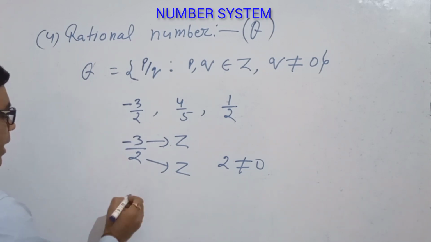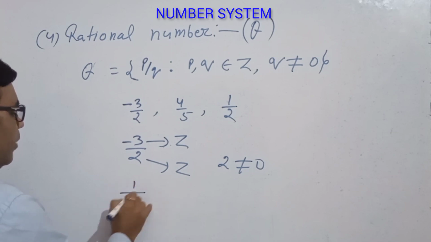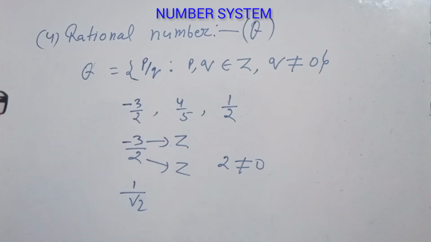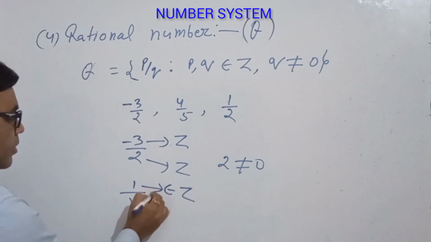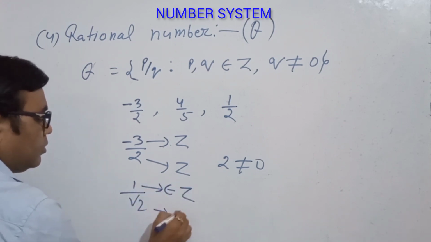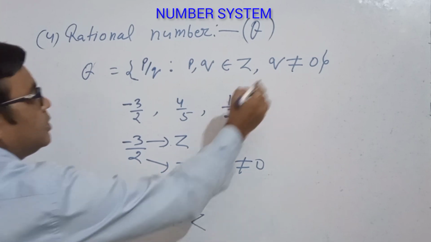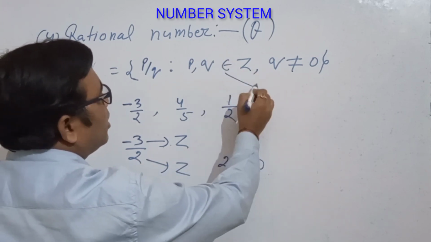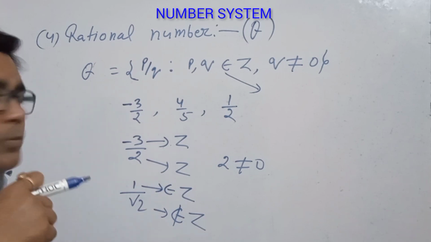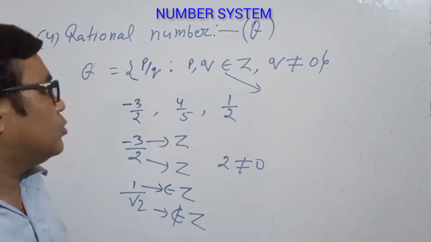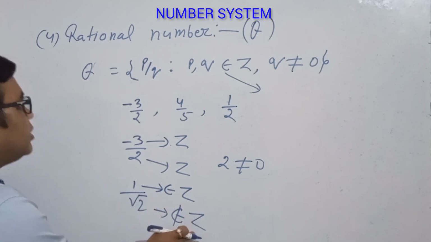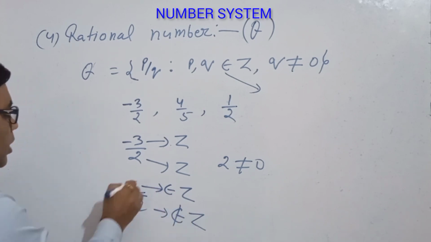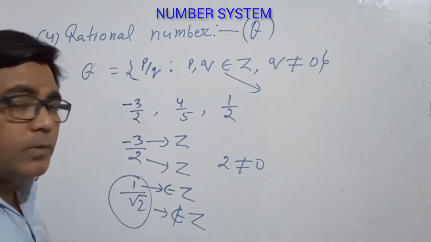And if we write 1 by √2, is this number rational? Check it. 1 belongs to Z, but √2 does not belong to Z. This sign is used for member of or belongs to. So number √2 does not belong to integer, therefore this number is not a rational number.